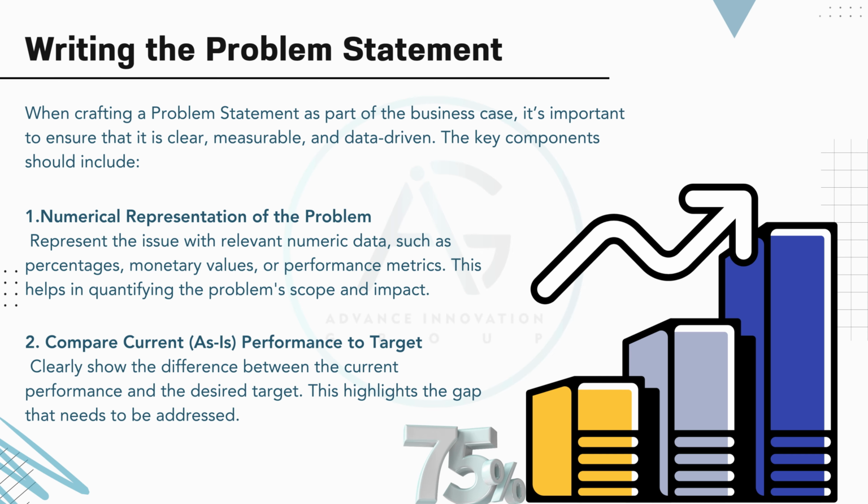Together, these elements help us craft a problem statement that's concrete, compelling, and actionable. It transforms vague concern into a focused business priority. By doing this, we shift from saying we have a hiring problem to we are missing revenue targets and customer satisfaction goals due to a 25-day delay in filling critical roles.